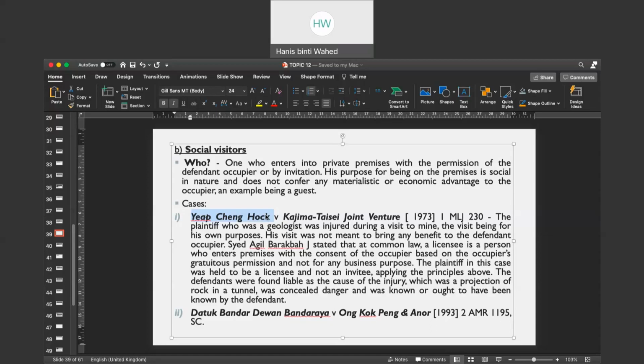Okay, all right. So based on our discussion, we can say that an occupier owes a duty of care to a licensee. Okay, what's the duty? The duty is to warn the licensee of any concealed danger that he actually knew ataupun ought to have known. Okay, so that's the duty of care. Standard of care owed by an occupier towards the licensee.